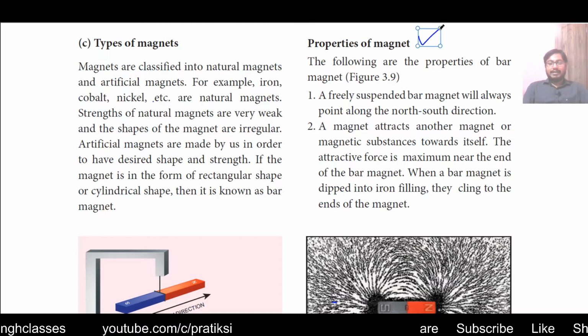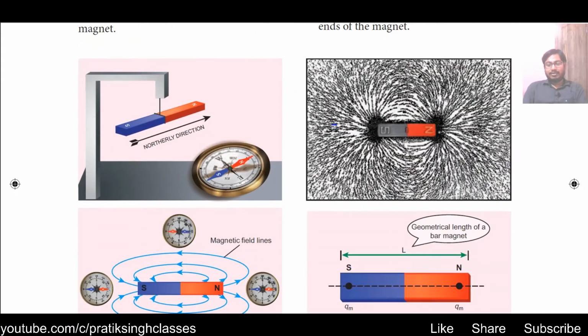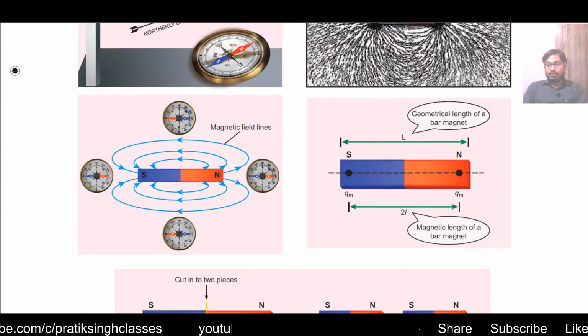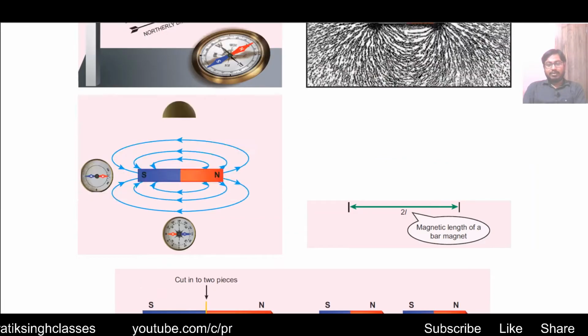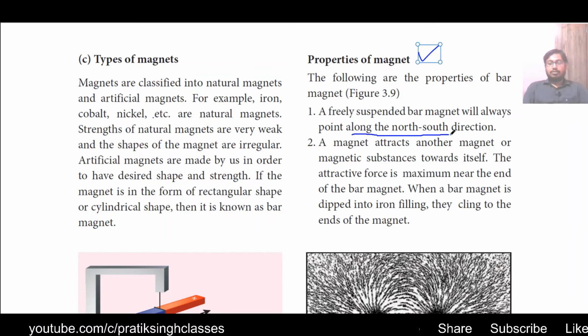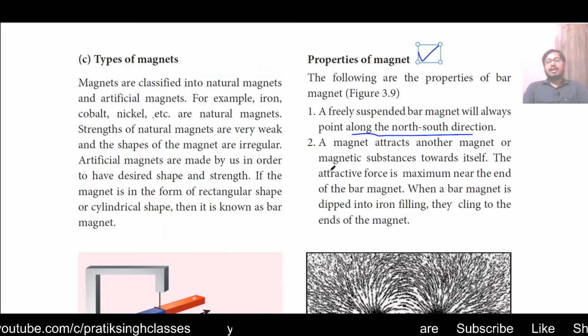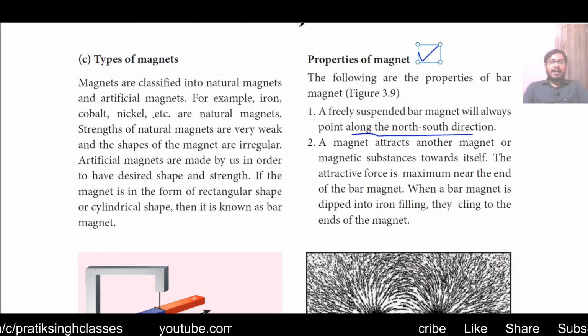Now, magnetic properties. The following are the properties of a bar magnet. Let us see figure 3.9. Totally 7 figures are given here. Let us see one by one. A freely suspended bar magnet will always point along the north-south direction. Since our childhood we have studied that magnets are dipolar, and whatever the shape of the magnet, it will have a north pole and a south pole.